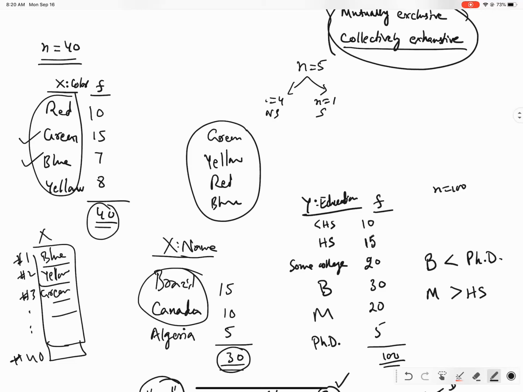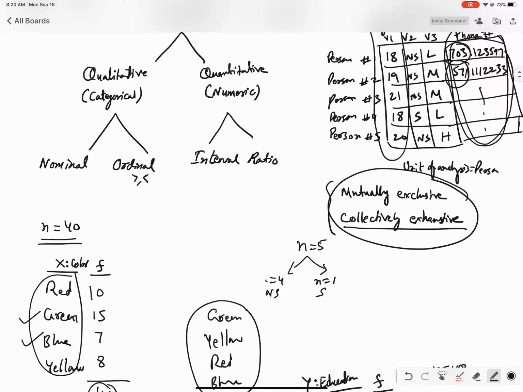The only thing I can do is compare two values with each other, like for example the x value for the first two observations, and say whether those values are equal to each other or not equal to each other. In this example, the first person likes the color blue, second person likes the color yellow, so these two values are not equal to each other. Let's have a person number 4 here who also likes blue. If I compare person 1 with person 4, their x values are the same. So the only two operations I can perform for nominal variables are whether two values of that variable are equal to each other or not equal to each other.